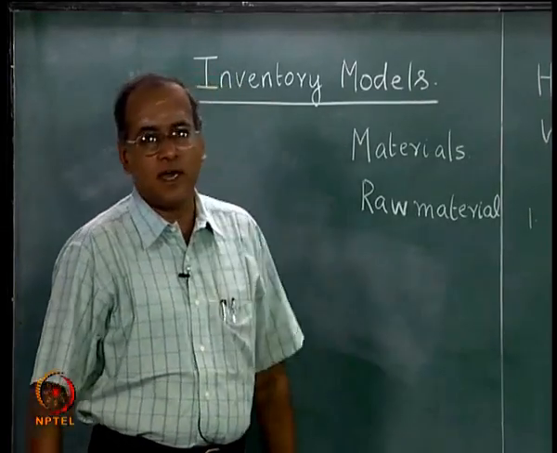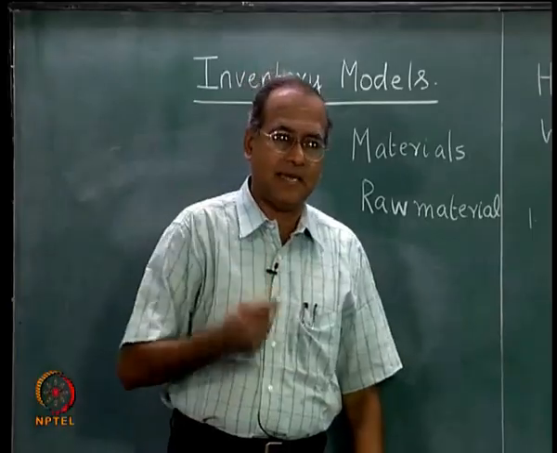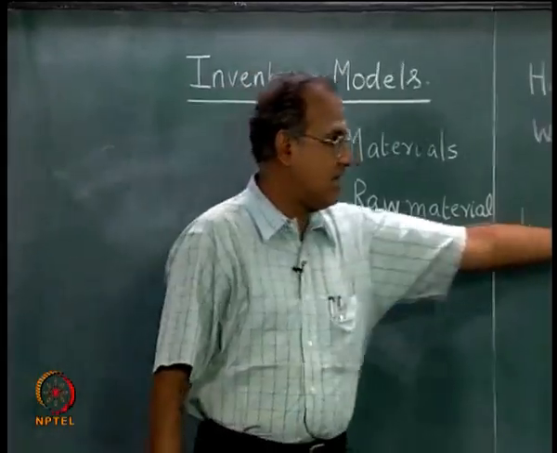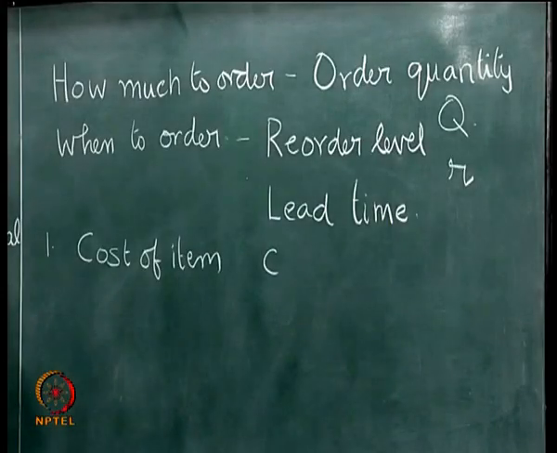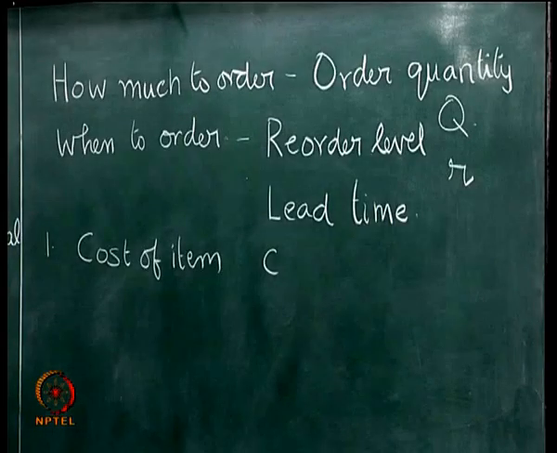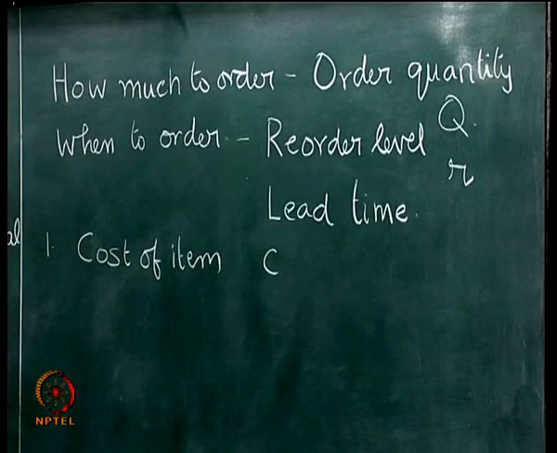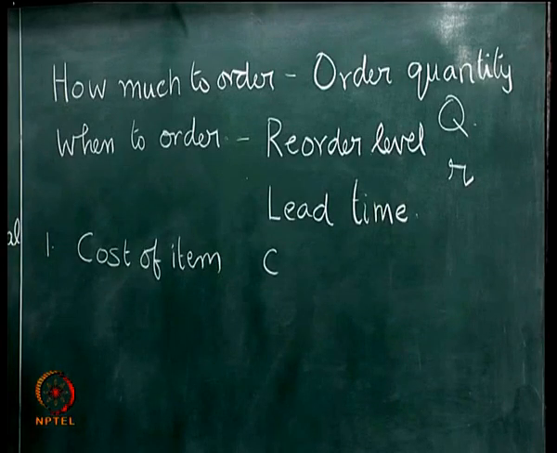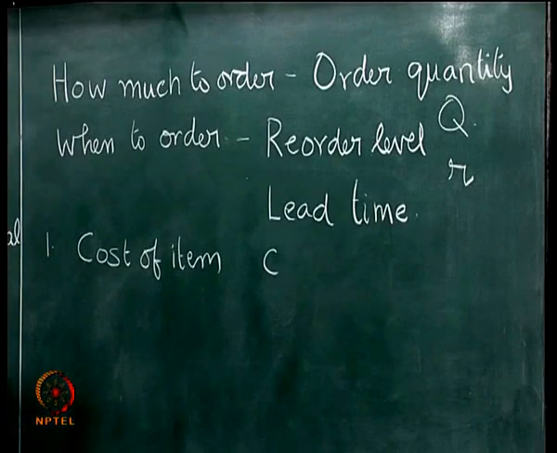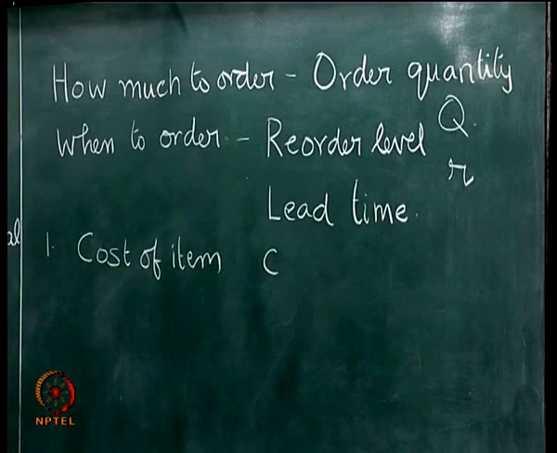If we assume that the annual demand is known and is capital D, then D into C is the worth of the item, or the money spent on buying the item per year, under the assumption of course that the cost of the item does not change during the planning period. We normally assume that C remains as C and does not increase, or there is no effect of inflation on the cost of the item and so on.